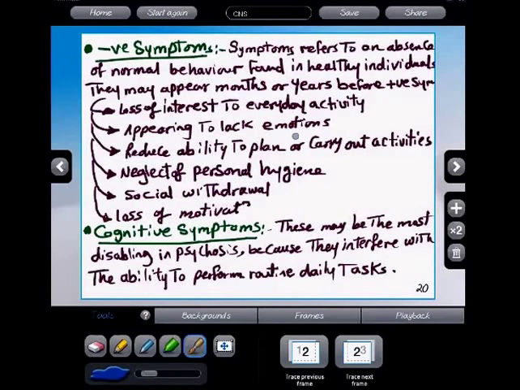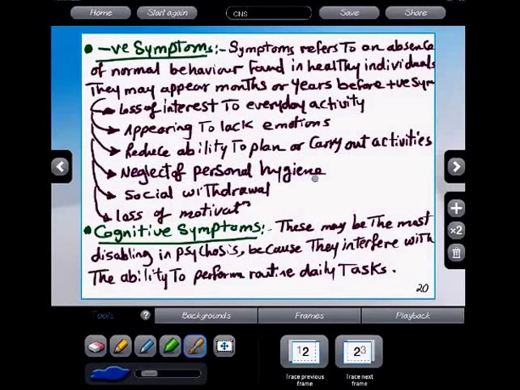What happened? Because he lacks emotion, he can't decide what this is. Is it that he should laugh or he should smile? What should he do? So at this moment he has a lack of emotion and a reduced ability to plan or carry out activities. He doesn't know what he should do. What's his plan?